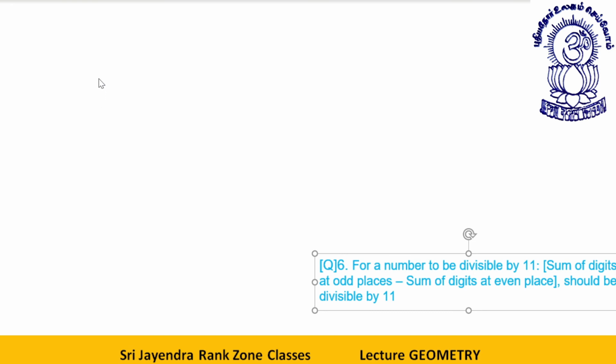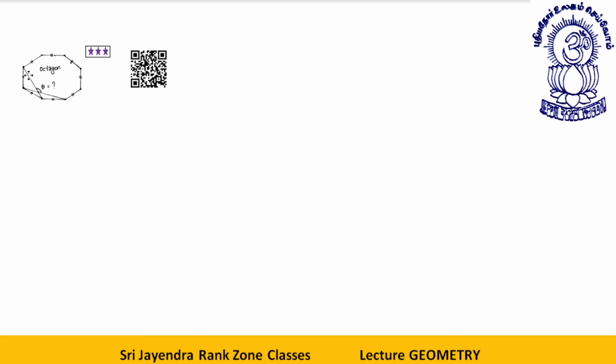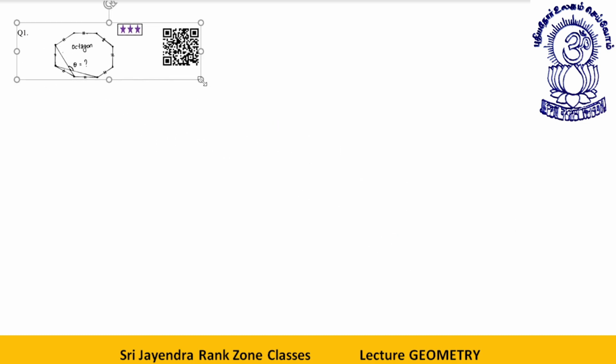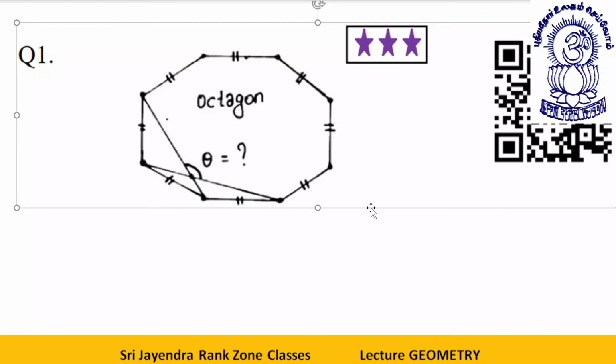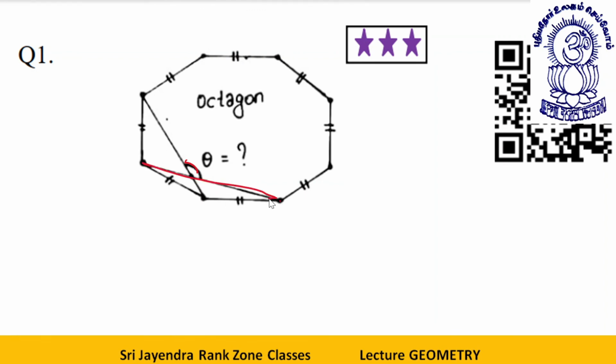Just two more questions, one and another one. Now this is an octagon. Now we have to find this angle. See, the main thing is how is this line, this chord, being made? 1, 2. How is this being made? 1, 2. So you need not do anything. This angle will be what?